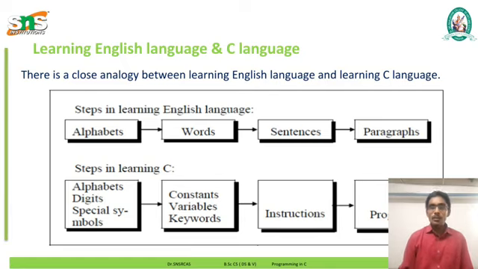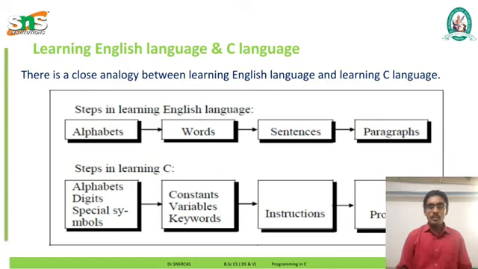In the same way, while learning C language, in the first step you have to learn alphabets, digits and special symbols. These together are called the character set in C language. Once you have learned the character set, you can learn constants, variables and keywords of the programming language C, and then you can learn instruction sets. If you learn all these things, then you will be able to write simple C programs. So this is a simple analogy between learning the English language and learning the programming language C.